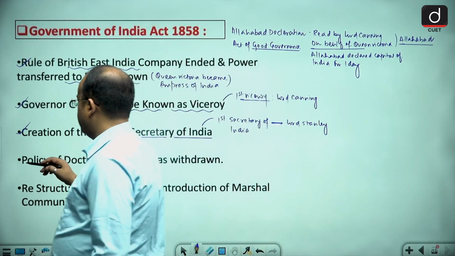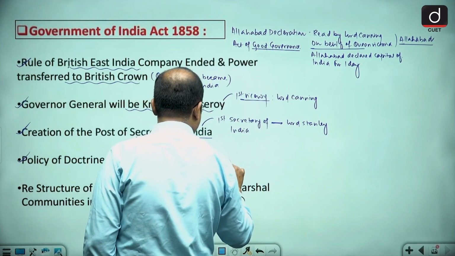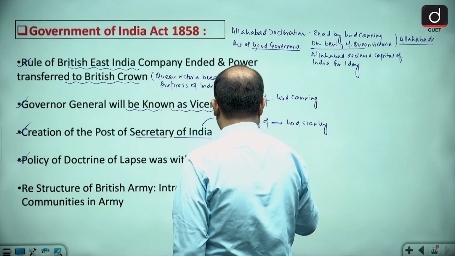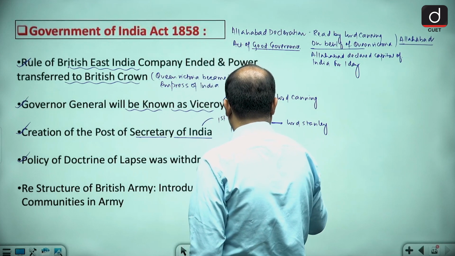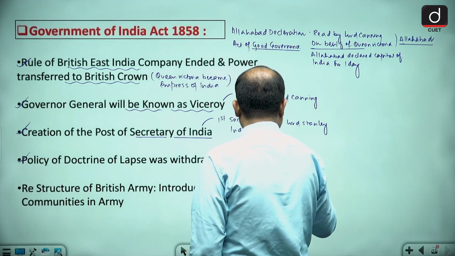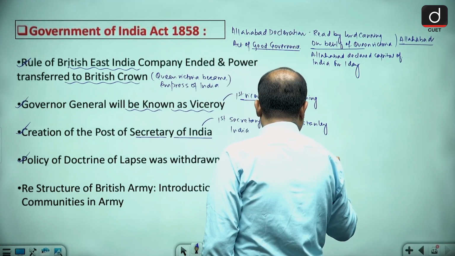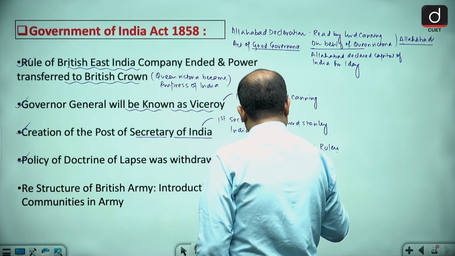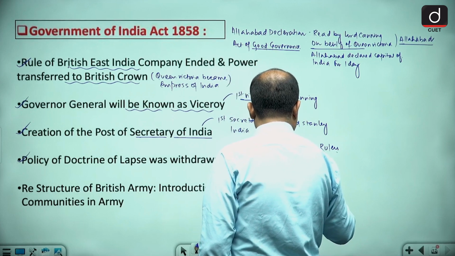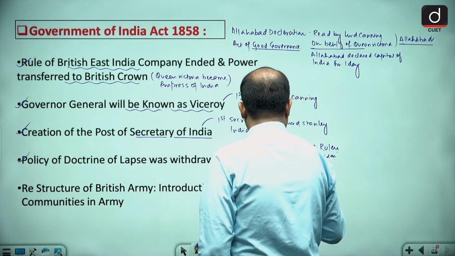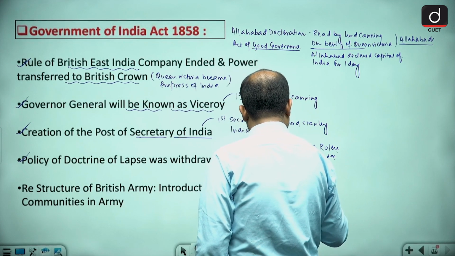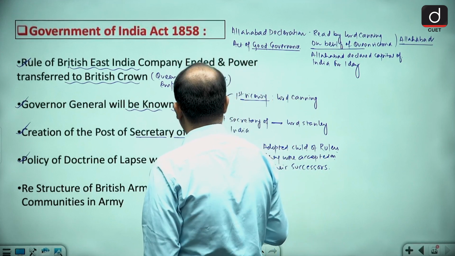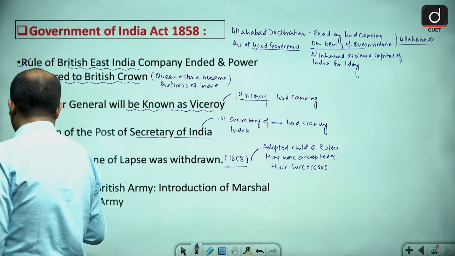Then the policy of doctrine of lapse was withdrawn in 1858, and now the adopted child of the rulers was accepted as their successor. So the adopted child of the rulers was considered their successor.